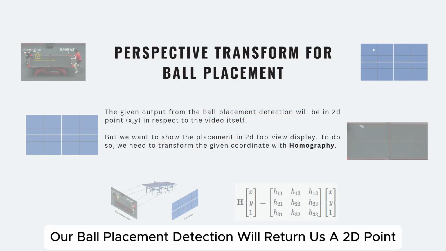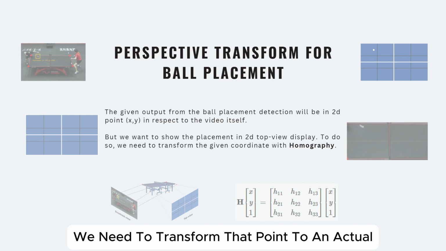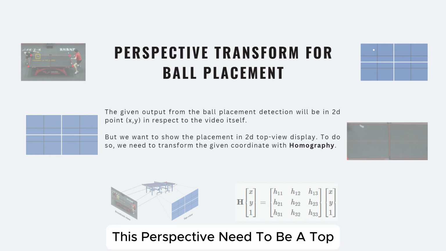Our ball placement detection will return us a 2D point with respect to the broadcast video itself. We need to transform that point to an actual point on the table. And to visualize it clearly, this perspective needs to be a top view of the table. To do so, we need homography.